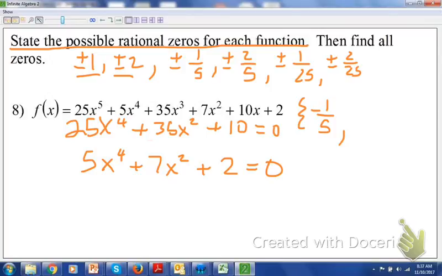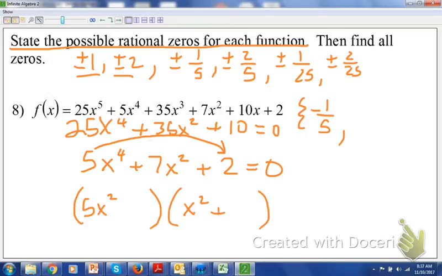Will it factor? What's 5 times 2? 10. Are there any factors of 10 that add up to be 7? 5 and 2, right? So this will factor as 5x squared plus 2 times x squared plus 1. I need 5x squared and 2x squared to get the other zeros. And then we can solve each of those by taking square roots, right?